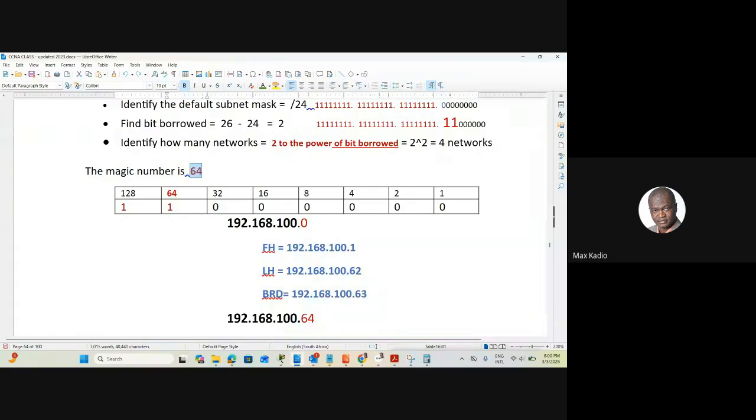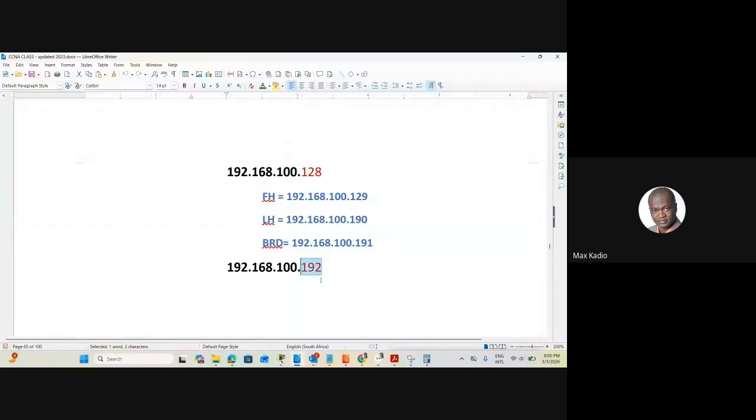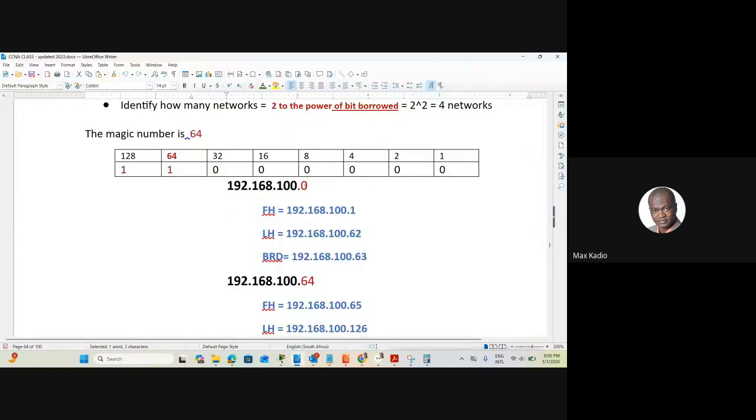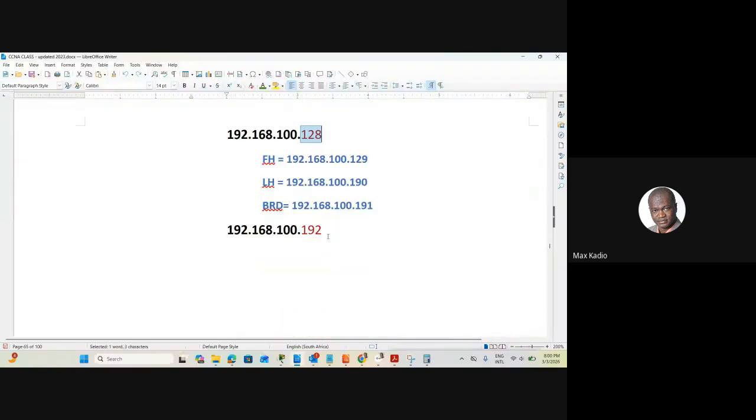It means any network that I need to find will be 0 plus 64 is 64, then 64 plus the magic number 64, plus 64, plus 64, to find all my networks. So my very first network is 0. To find the second one, from the magic number, 0 plus 64. To find the third one, plus 64 again, and 64 plus 64 is 128. To find the fourth one, 128 plus 64, the magic number, this is the fourth network.